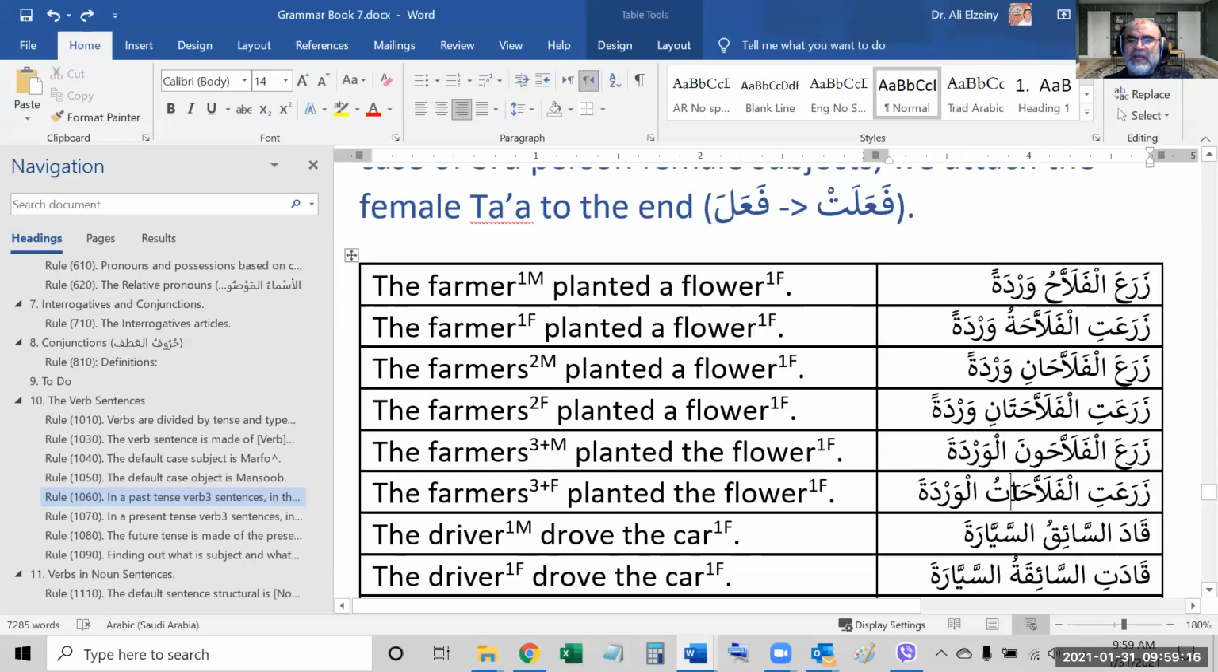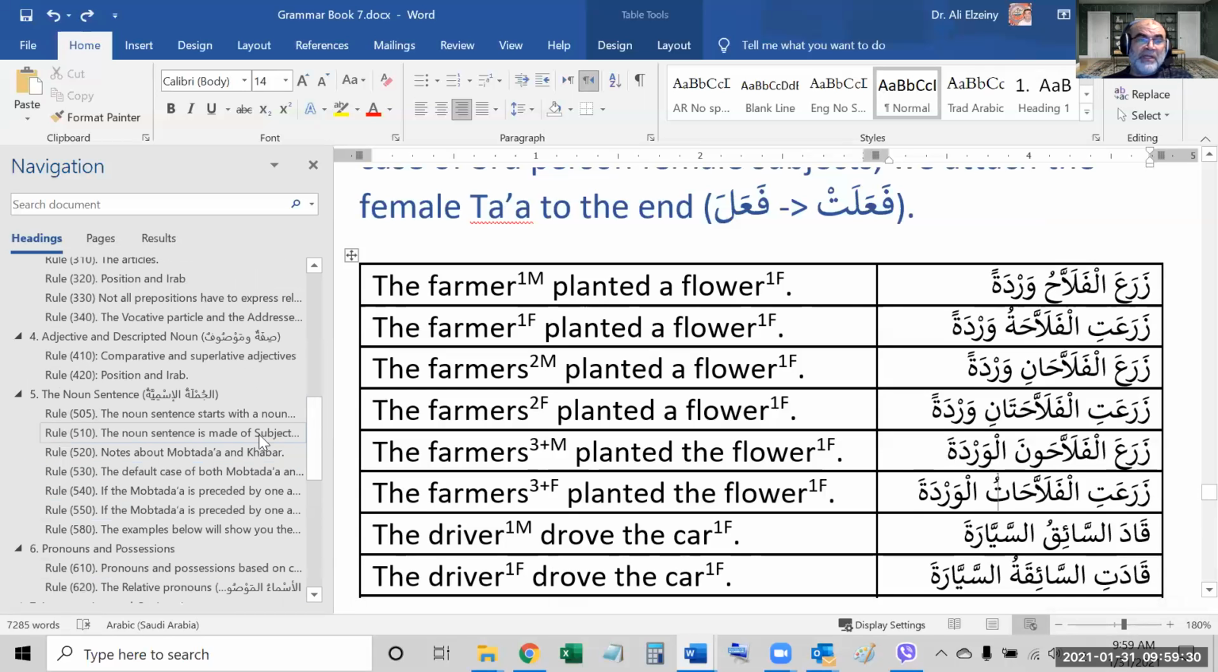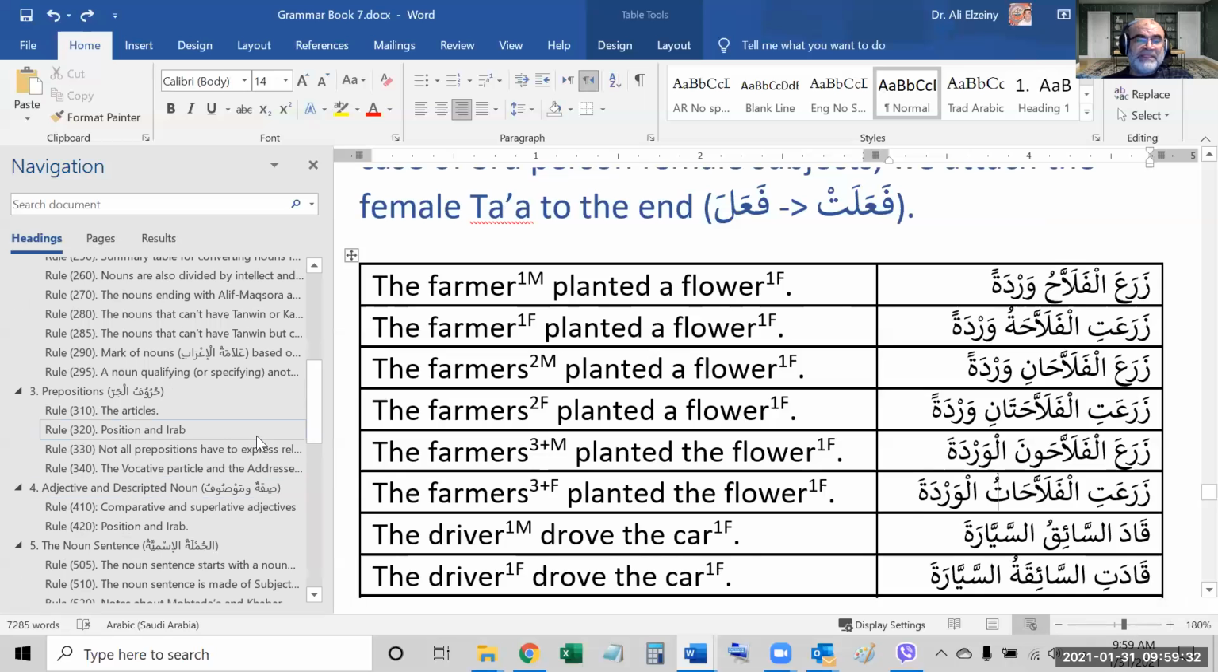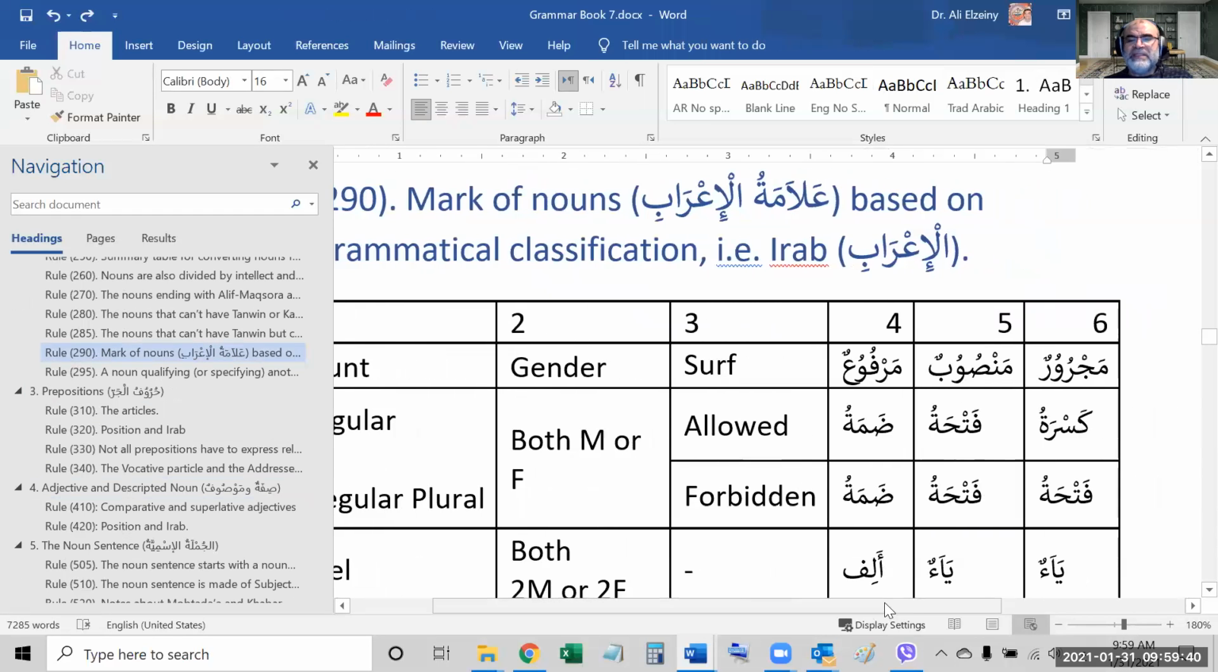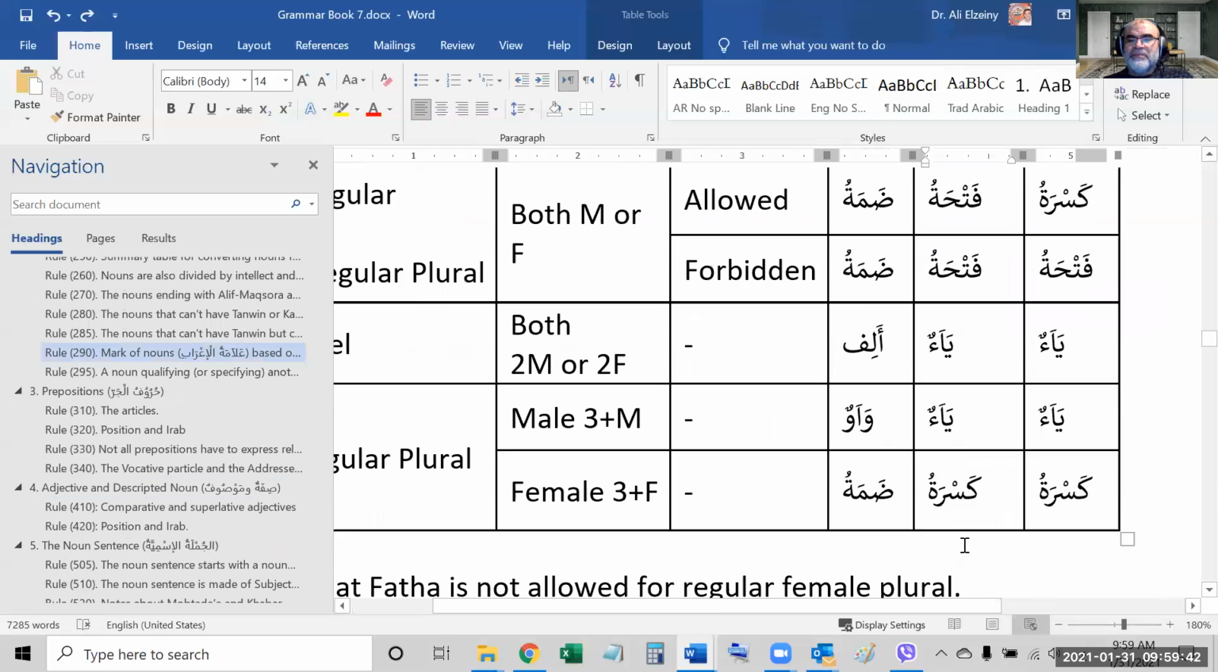الفاعل مرفوع بالضمة والمفعول به منصوب بالفتحة. So how do we know that that's dhamma here? We go back to the same table that we're talking about. That table is a very essential table. You can have it in a handy place for you.